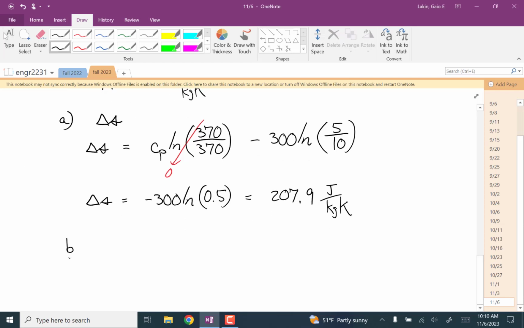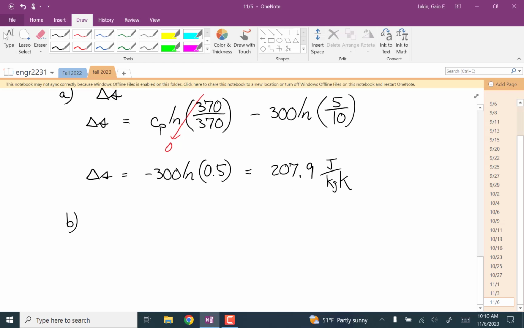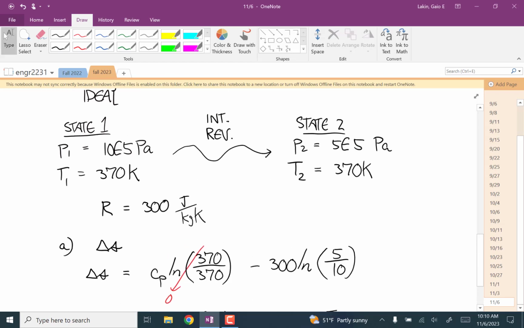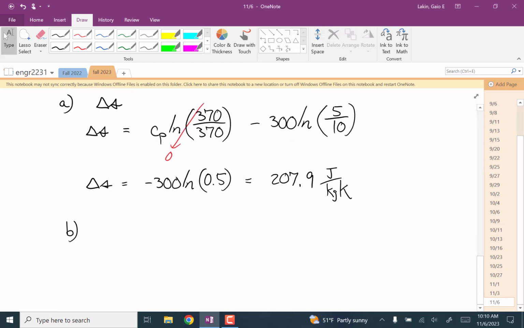Now for the second part, we have the change in specific entropy. We want to calculate the total heat transfer. Well, the first thing you have to recognize is that this is internally reversible, which means that the change in entropy is equal to the heat transfer divided by the temperature. That's only true if the process is internally reversible. So that's why you were given that information.